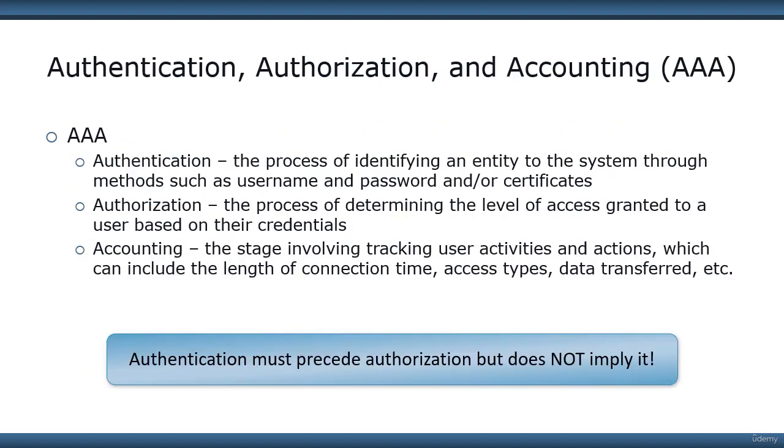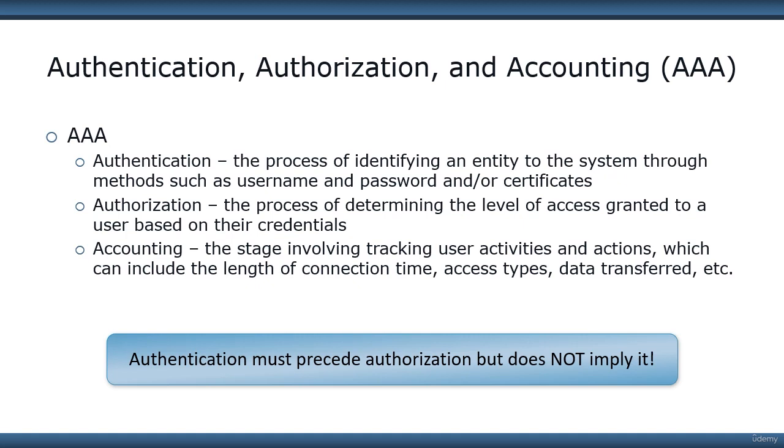Authentication is just the process of identifying who you are before you're able to connect. That's done through a combination of methods like username and password, certificates, codes, tokens, things like that. Authorization is determining the level of access that you have based on those credentials. So authentication has to precede authorization.